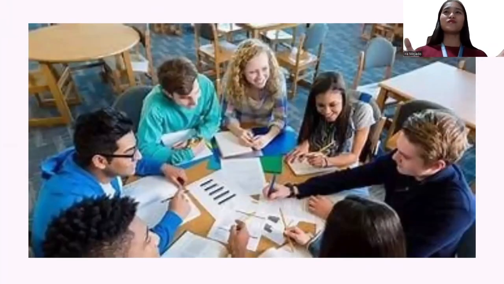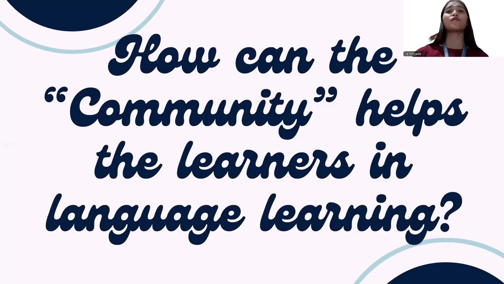Okay, so I want you to say something about the picture. Okay, very good. The picture depicts a collaboration. The picture depicts a discussion. The picture depicts a communication. Okay, so how can the community help the learners in language learning?